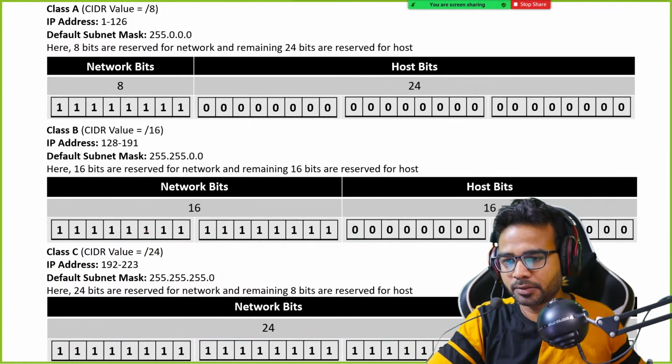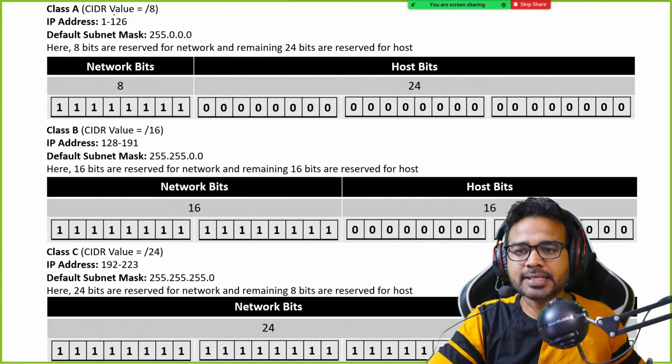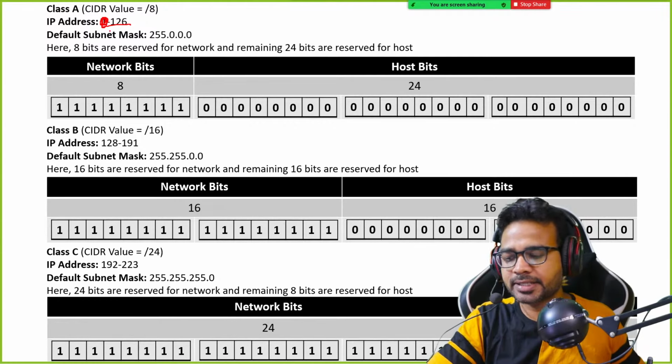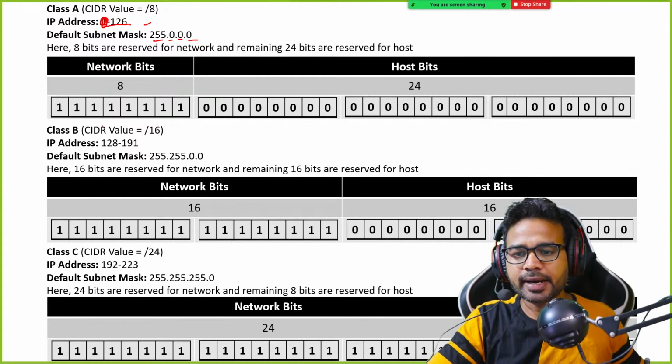Now there are a few more things I would like to explain to those who don't know anything about IP addresses. See, class A IP address starts from 0 to 126, and its default subnet mask is 255.0.0.0. Got it? And class B IP address starts from 128 to 191, and its default subnet mask is 255.255.0.0. Clear?